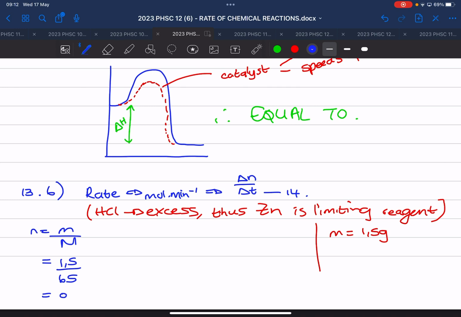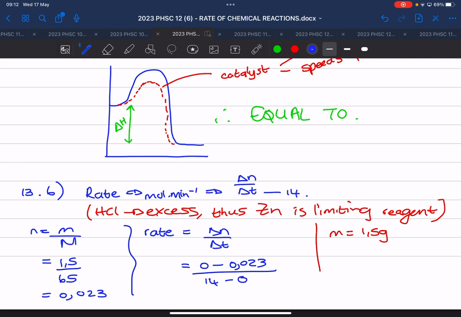And that gives you 0.023. So that is the mole that was used. So now, if we calculate the rate, which will be the change in mole over the change in time, change is final minus initial. Yes? So how much zinc will we have at the end? Final, 0, minus, at the beginning we had 0.023. And that happened in 14 minutes. So 14 minus 0.